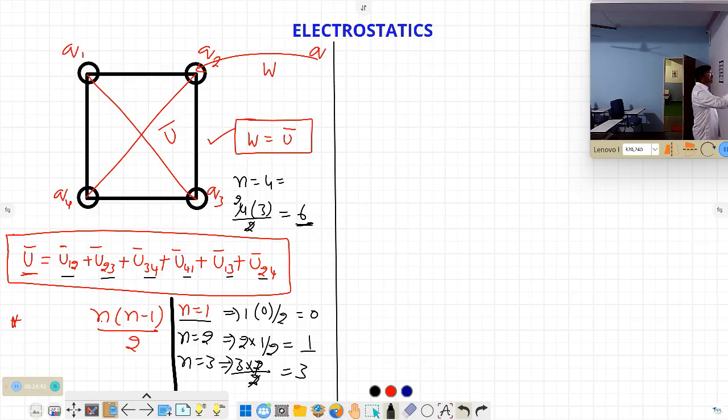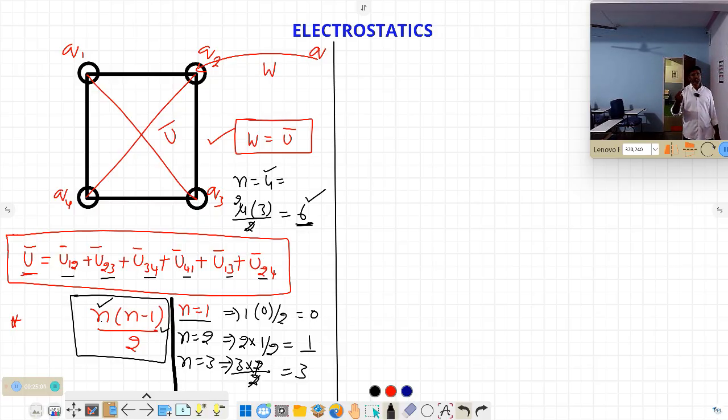So when n is equal to 4, that means a 4 charge system, you are going to get 6 combinations of energies. Like this, if you take an n charge system, how many combinations will you get? n into n minus 1 by 2. This formula is most important to understand the number of combinations of energy of a system of a group of charges.